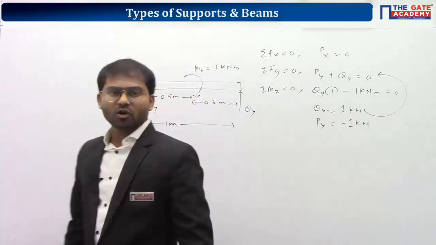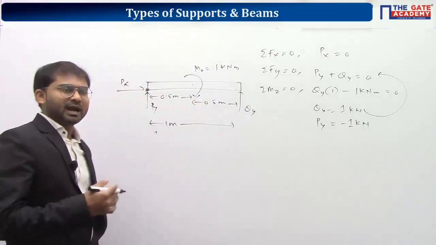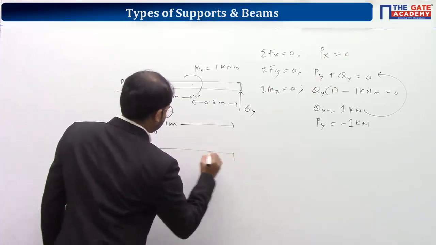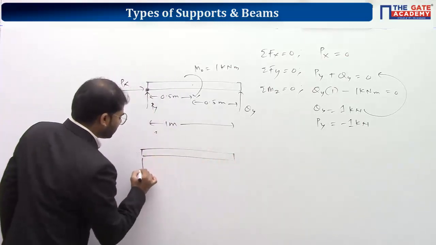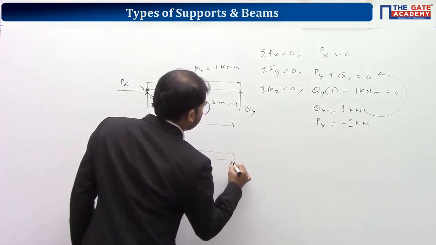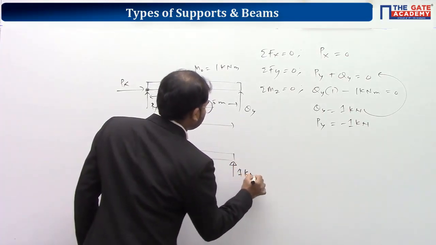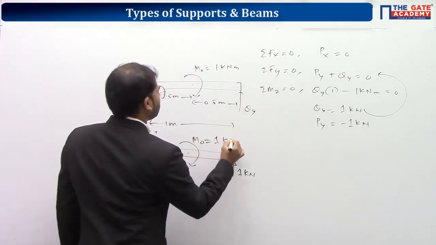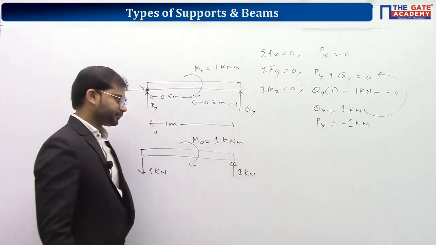So we got the value of Py to be negative. That means the arbitrary direction we took is wrong. So the correct way of representation of reaction forces on this beam is like this. Py is acting downside, that is 1 kilonewton. And Qy is acting upside only because it came out to be positive itself, 1 kilonewton. And we have clockwise moment, that is M naught, as 1 kilonewton meter.